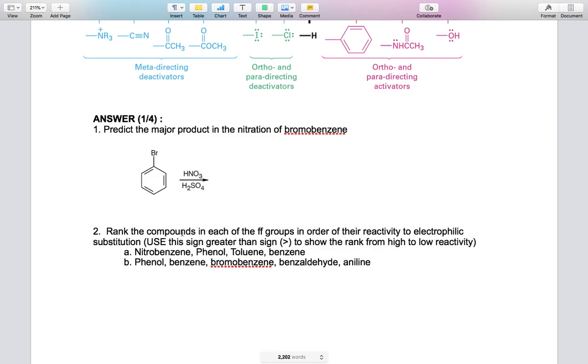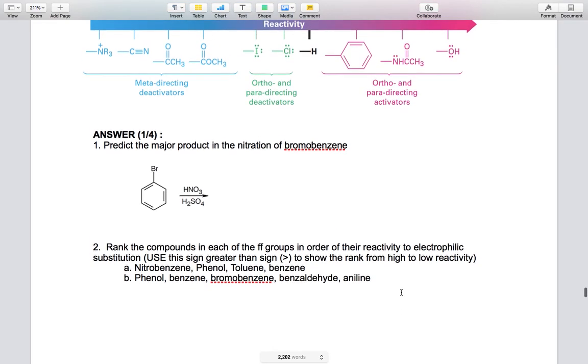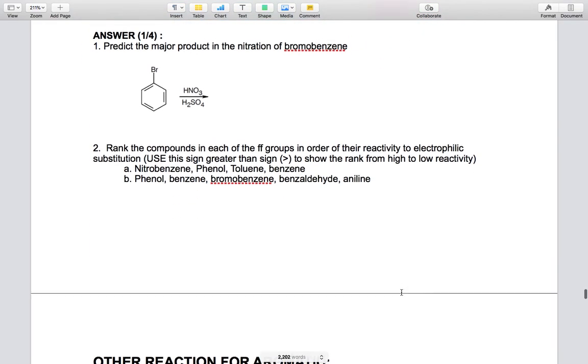Then the second one is just to rank the compounds in order of their reactivity. So, para maging uniform tayo, you need to use the greater than sign to show the rank from high to low reactivity. So, yun lang. Muna, you have to answer that first.